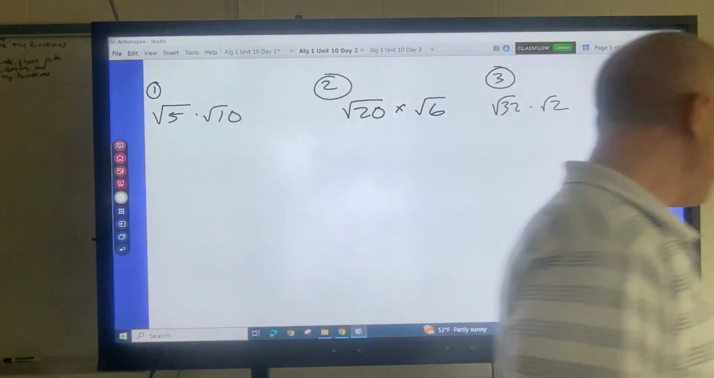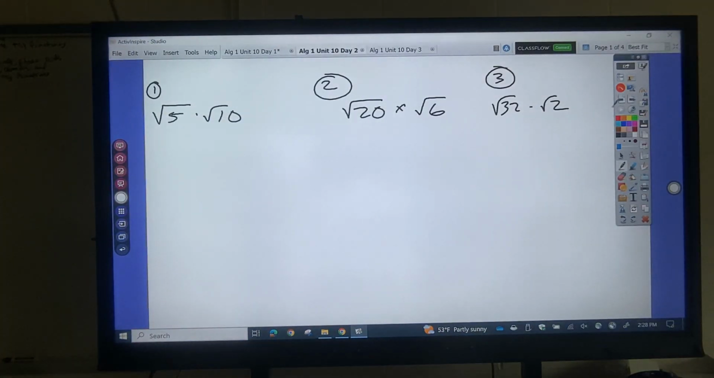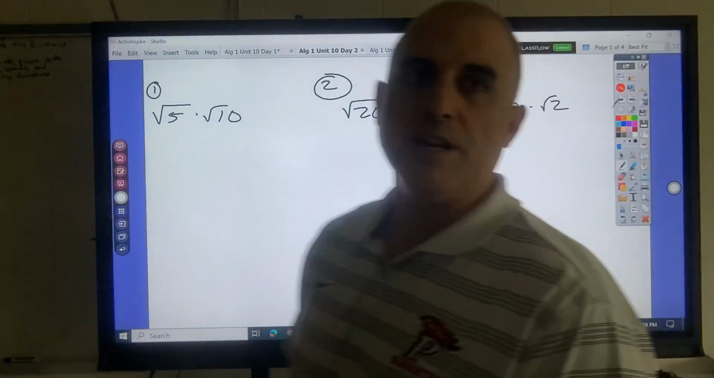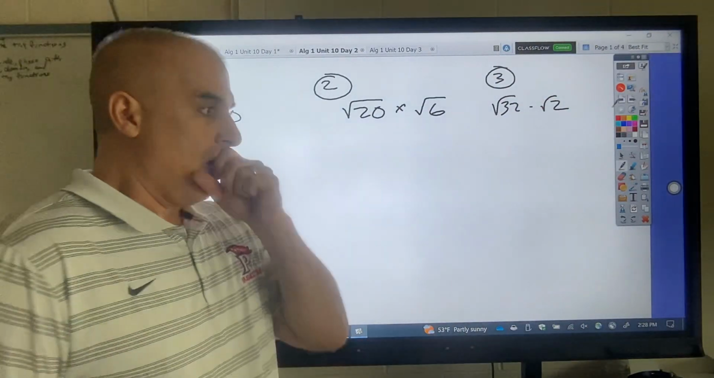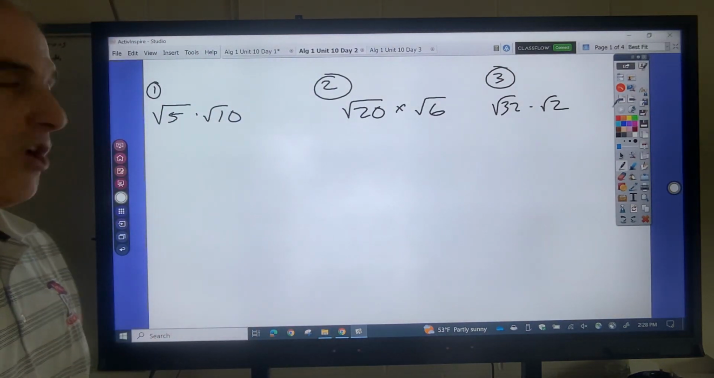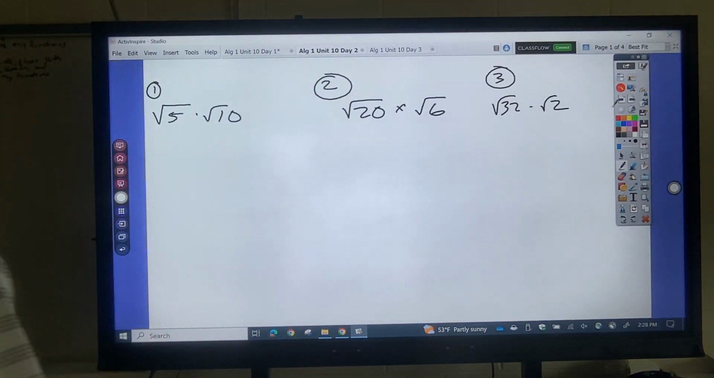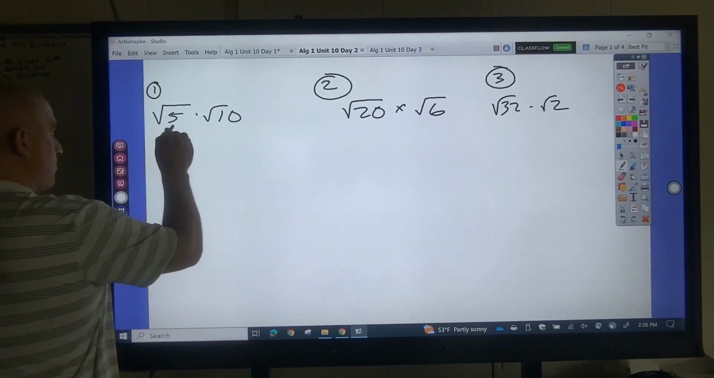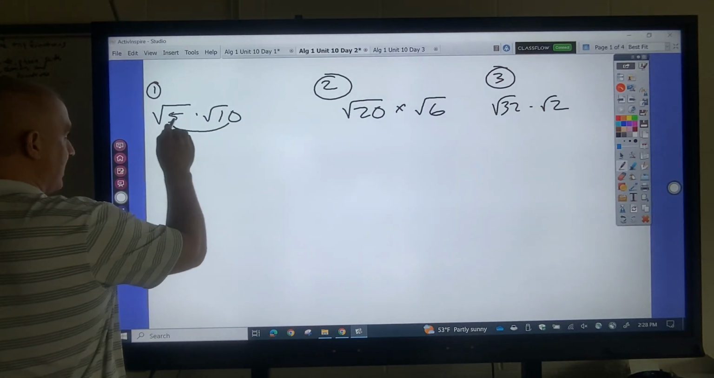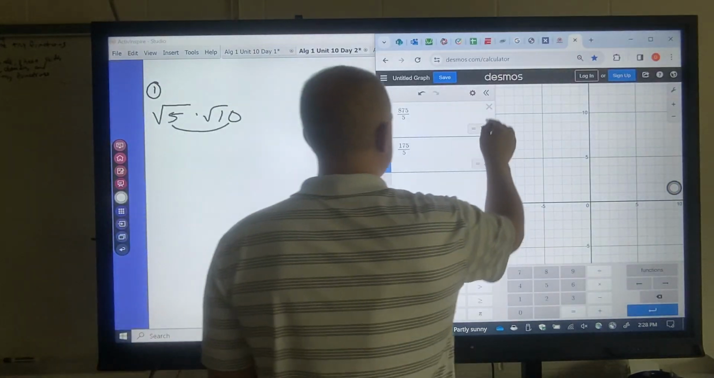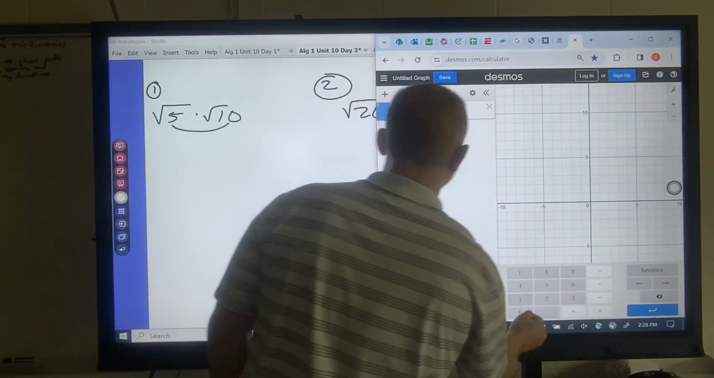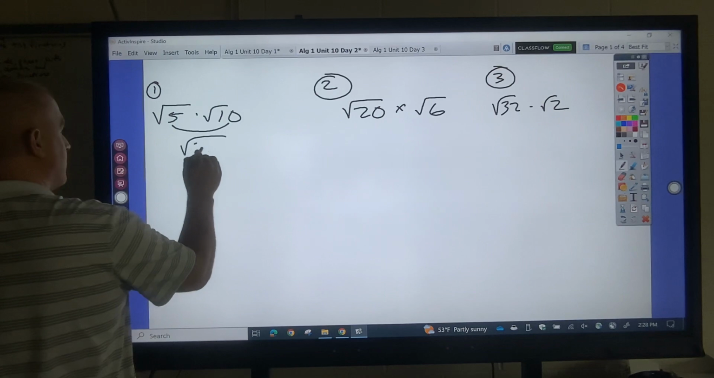Okay, this is going to be the second video lesson for simplifying radicals. Today we're going to get into multiplication. So what you want to do when you're multiplying, you multiply inside times inside. So what that's going to be, 5 times 10, is going to be 50, square root of 50, okay?